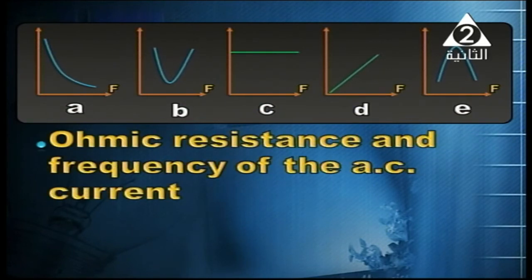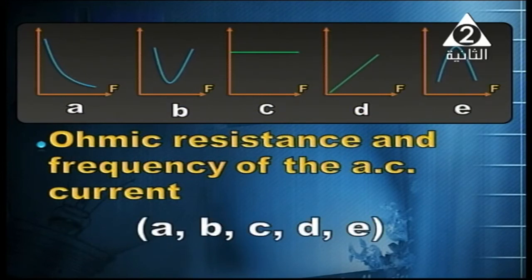Relation between ohmic resistance and frequency of the AC current. As a matter of fact, ohmic resistance is independent of the frequency. It depends on length, cross-sectional area, material, and temperature. It has nothing to do with the frequency, so it is independent. Choices A, B, C, D, E. Of course, it is independent, so it must be a horizontal graph. It is C.